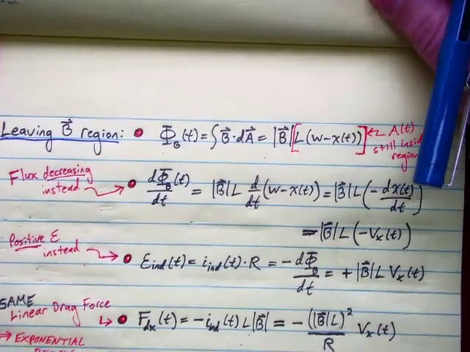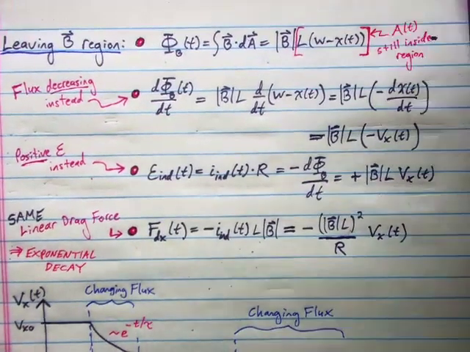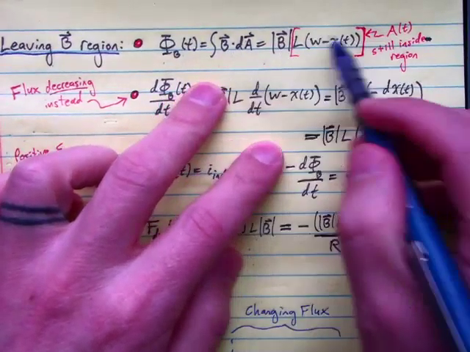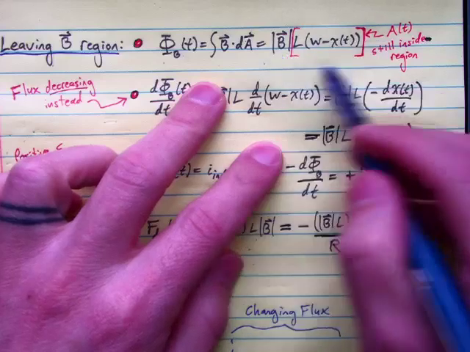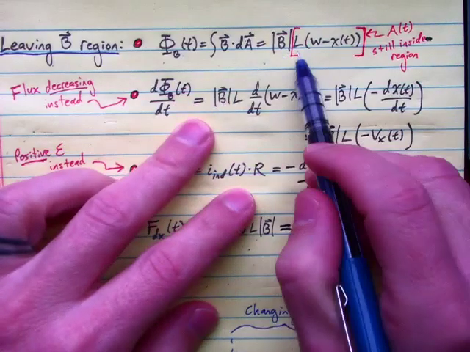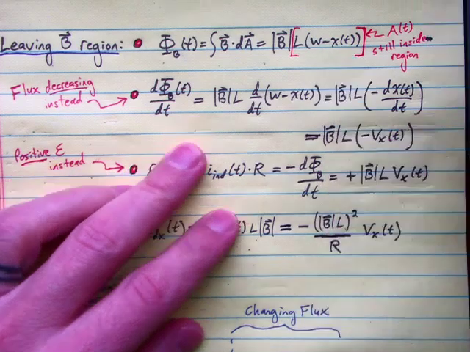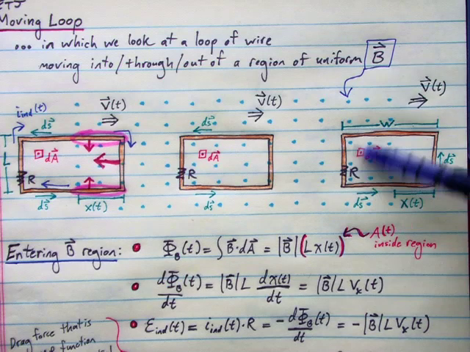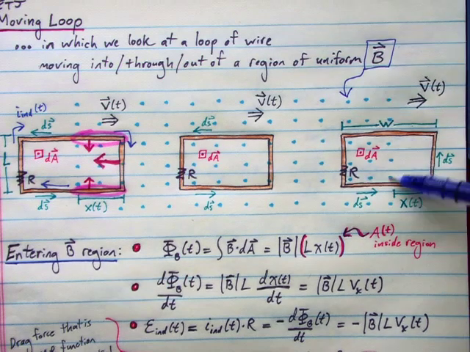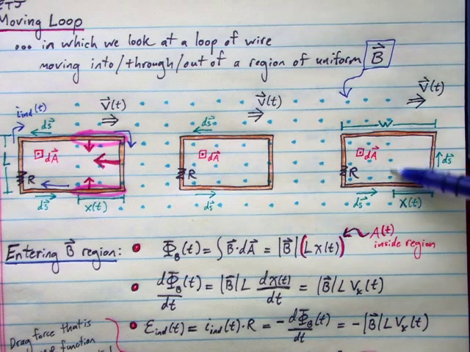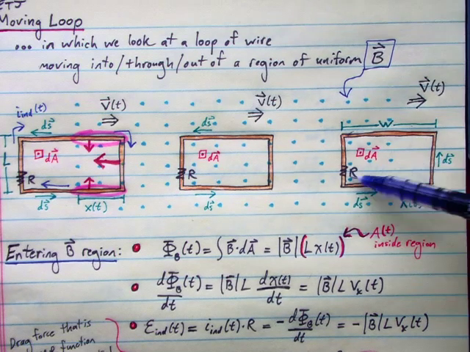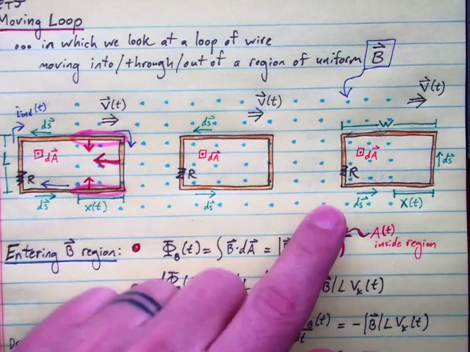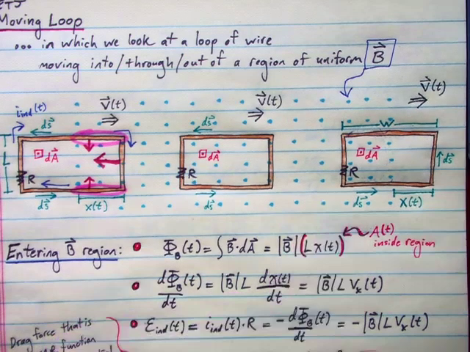Leaving that B field region, we're going to find the flux through that loop, B dot dA. So it'll be B times the area that is still inside the region. That is big L times W minus X. This area here, just this area is still inside the region, so that's what determines the magnetic flux. And this area is getting smaller with time as the loop drifts to the right.